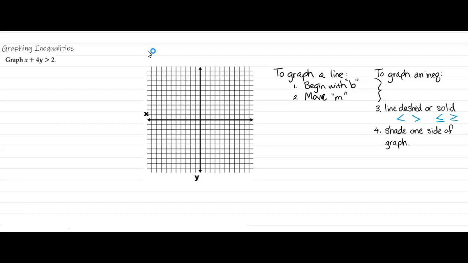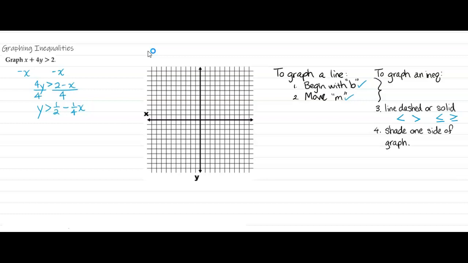The first thing I want to do is get it in slope-intercept form so that I can see what my slope is and my intercept. I'm going to subtract x from both sides. I'm going to divide by 4. I don't have to change my symbol because I didn't divide by a negative. That gives me 1/2 minus 1/4 x.